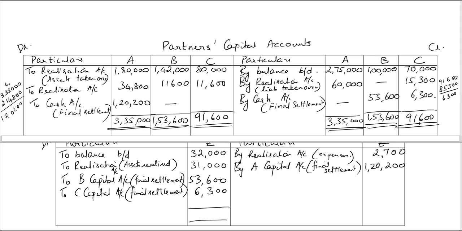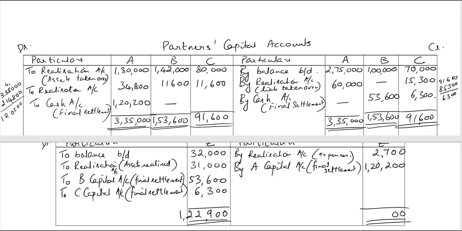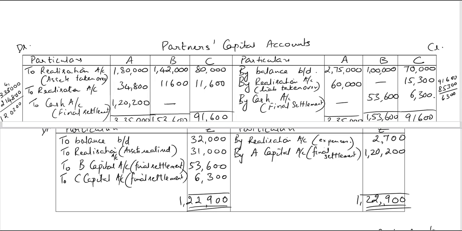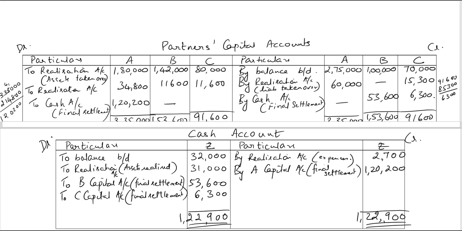Let's check if the cash account balances. Debit side totals to 1,22,900. The credit side also totals to 1,22,900. So this is a cash account.